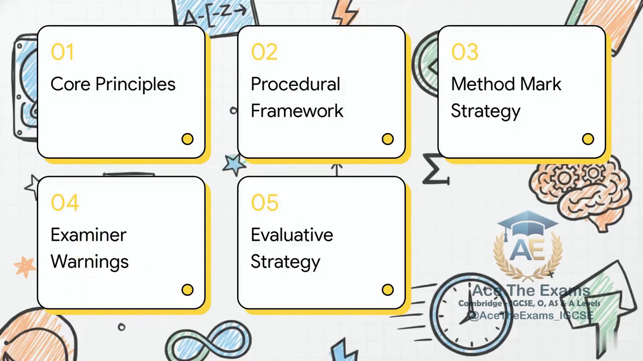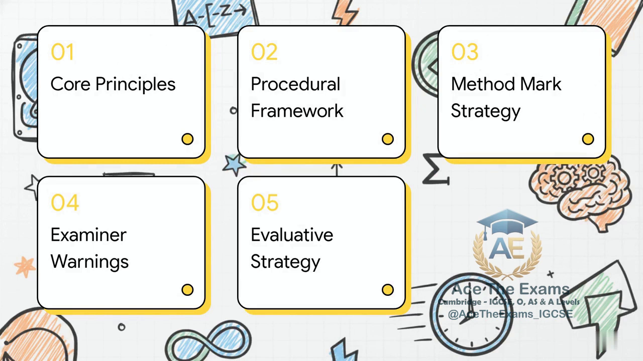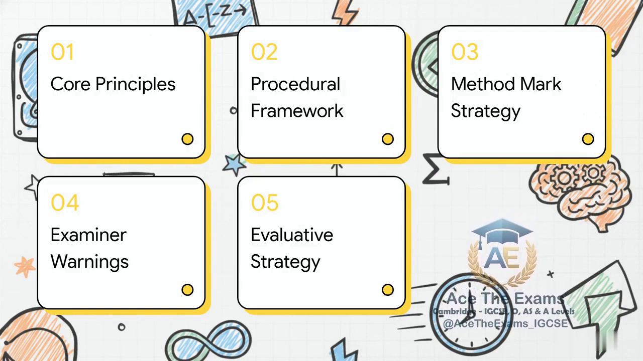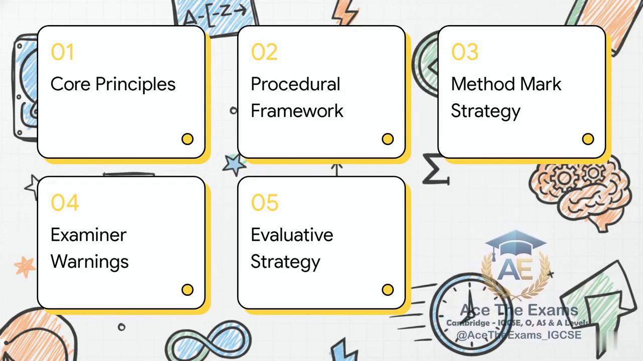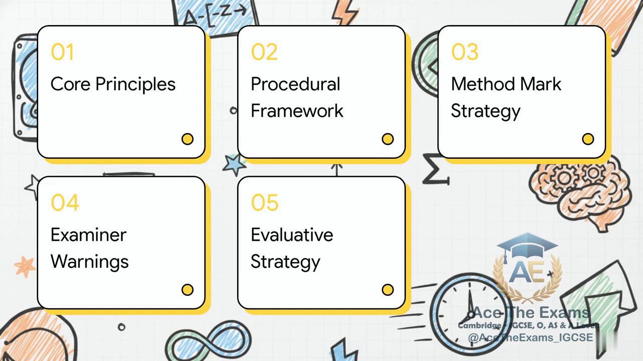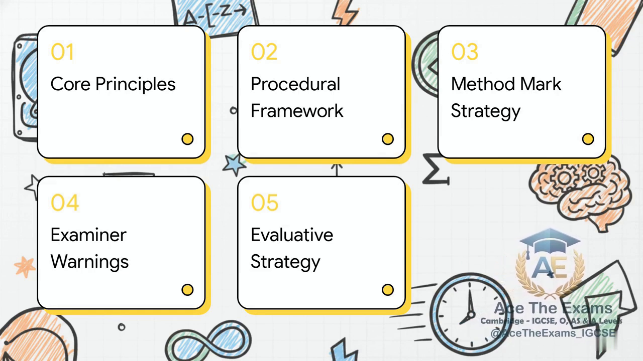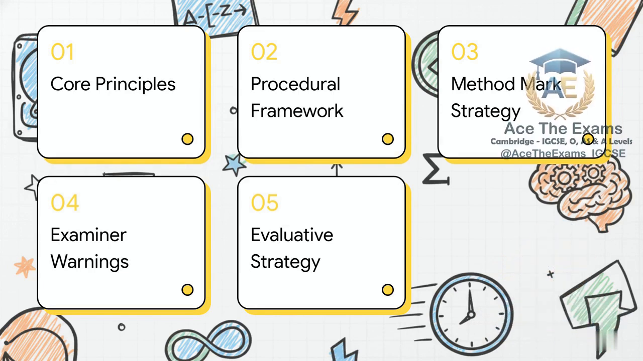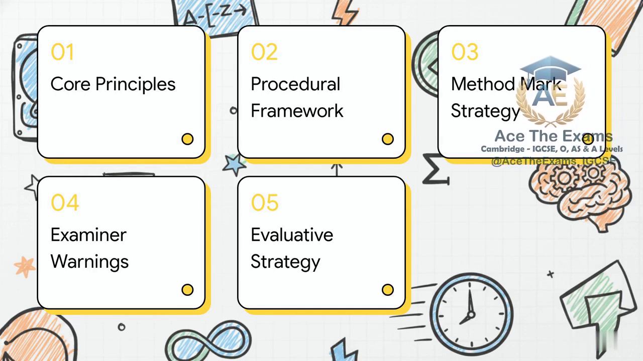To secure that 15%, here is our pit wall strategy for today. 1. Core principles, where we fix the foundation. 2. Procedural framework, your step-by-step race plan. 3. The method mark strategy, which is literally the safety halo that will save your grade. 4. Top examiner warnings, where we look at the telemetry of why students crash. And 5. Evaluative exam strategy, the ultimate key to unlocking the highest possible grade band.